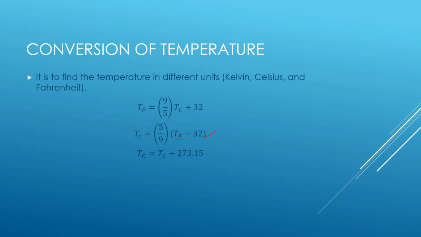And then this one is for Kelvin. To find the temperature in Kelvin, it's the temperature in Celsius plus 273.15. You use this if the given is Celsius. And you can also do Celsius: the temperature in Celsius is equal to the temperature in Kelvin minus 273.15. Use only this to find the temperature in Celsius if the given is in Kelvin.